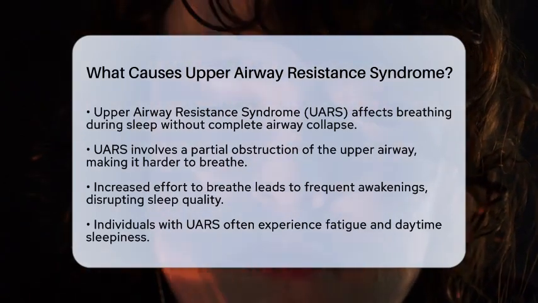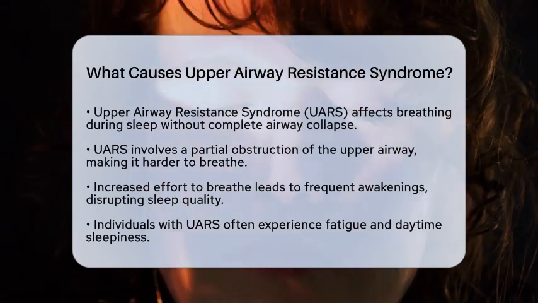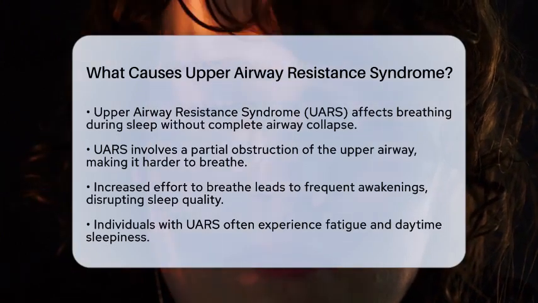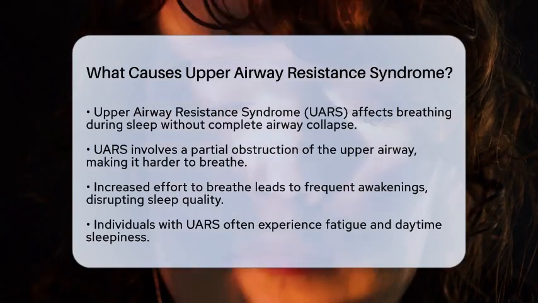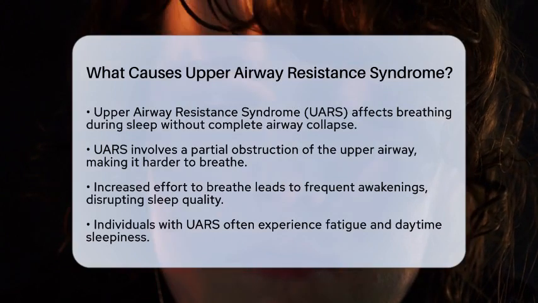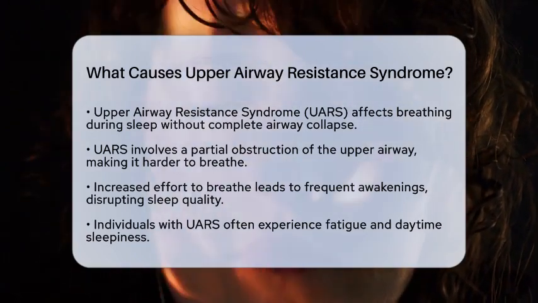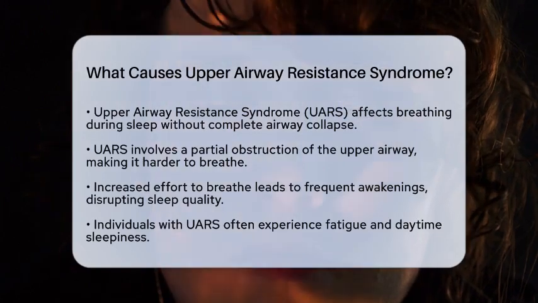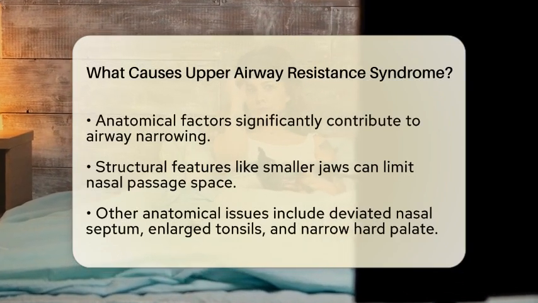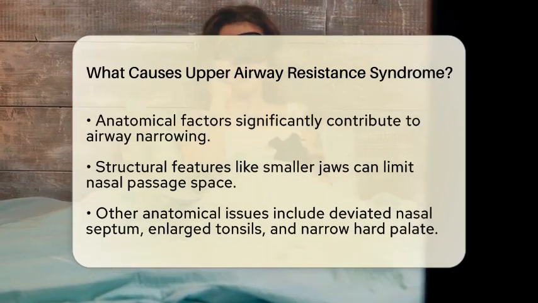Upper airway resistance syndrome occurs when the upper airway narrows during sleep. Unlike obstructive sleep apnea, where the airway fully collapses, this syndrome involves a partial obstruction. This narrowing restricts airflow, making it harder to breathe. As a result, the muscles responsible for breathing have to work much harder to get enough air into the lungs. This increased effort leads to frequent awakenings throughout the night, disrupting sleep quality. People with upper airway resistance syndrome often experience fatigue and daytime sleepiness as a result.